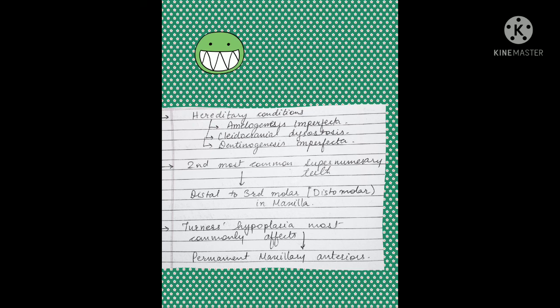Okay, which is the second most common supernumerary tooth? The second most common supernumerary tooth is the distomolar in the maxilla, which lies distal to the third molar. Okay, so the next question is Turner's hypoplasia. Which teeth are most commonly affected by Turner's hypoplasia? They are the permanent maxillary anteriors.